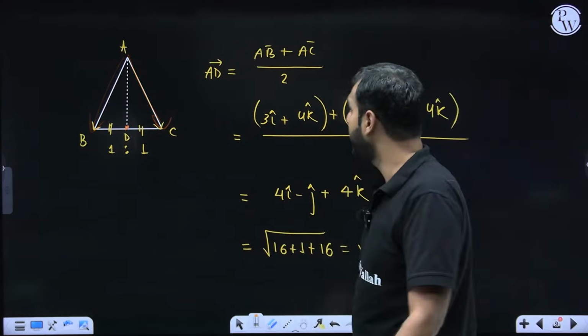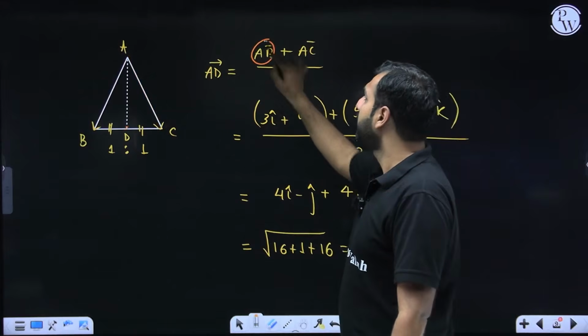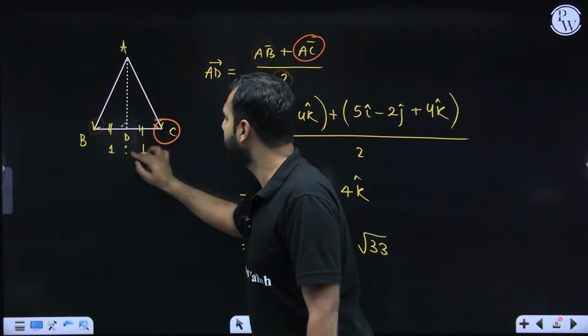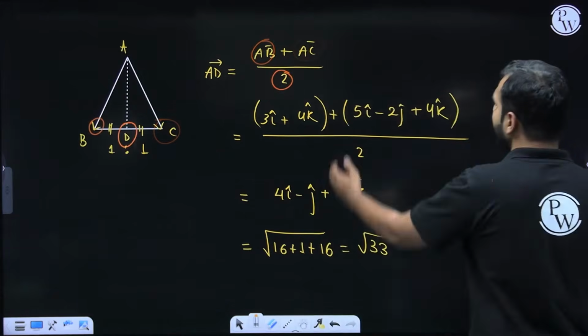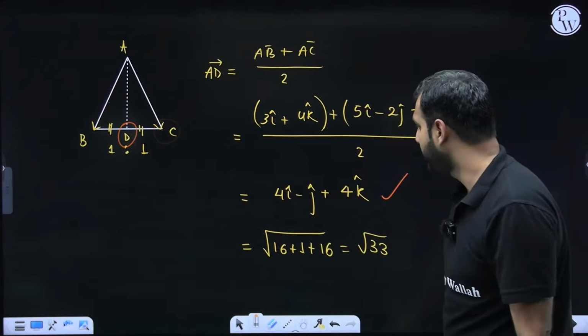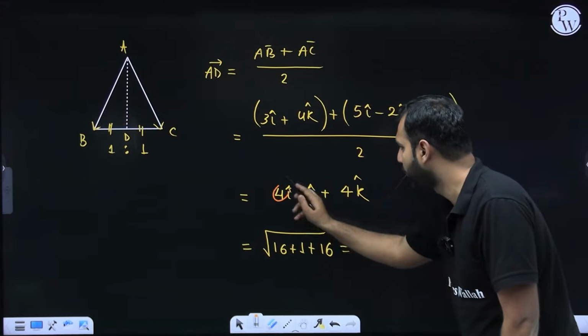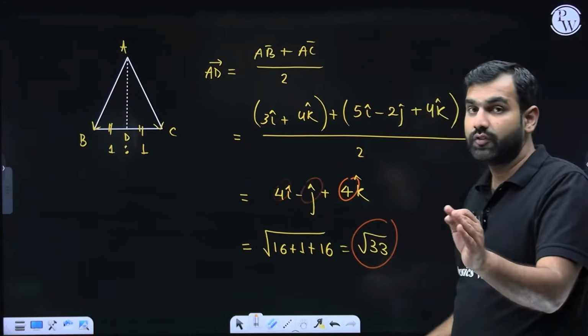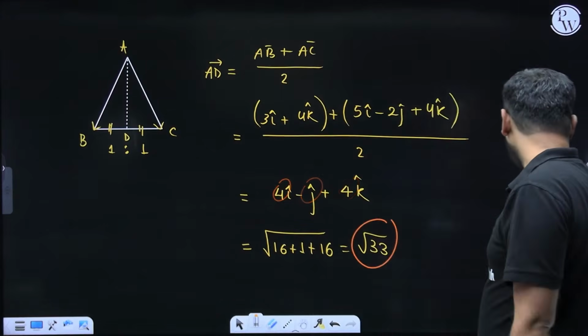Through the section formula, we know that (AB + AC)/2 will be AD. By having (AB + AC)/2, I can find AD, and we know how to find the mod of it: under root of square of 4 plus square of 1 plus square of 4. That's the length of the median through A. Look at the next question.